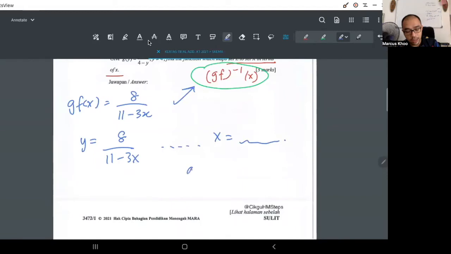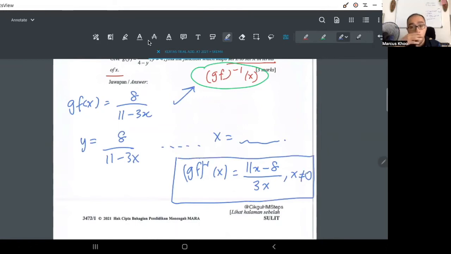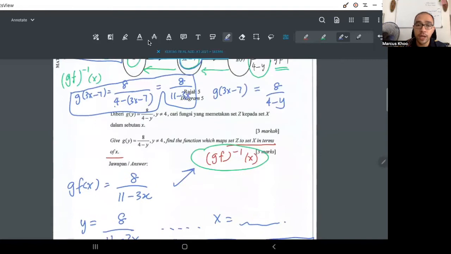So my gf inverse x, okay, will be equal to 11x minus 8 over 3x. x cannot be equal to zero. This is the final answer. Okay, so it's like a double step process just to find what you want.